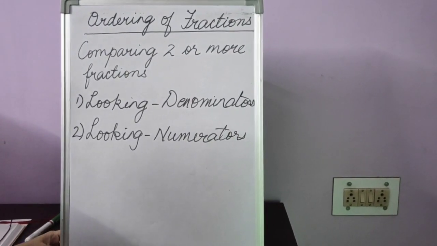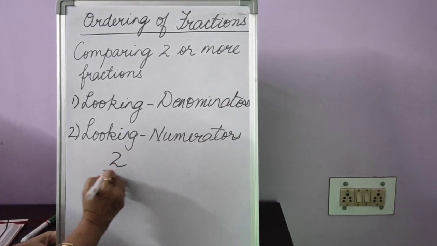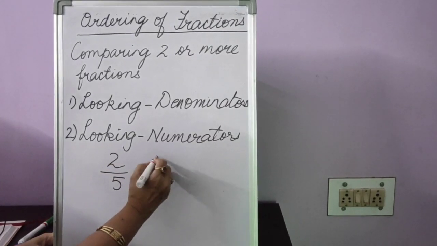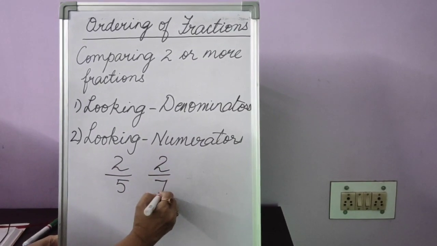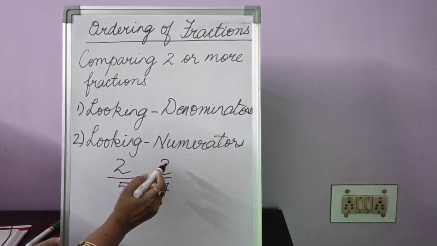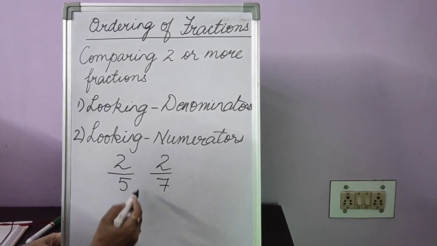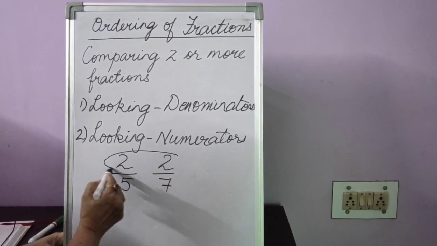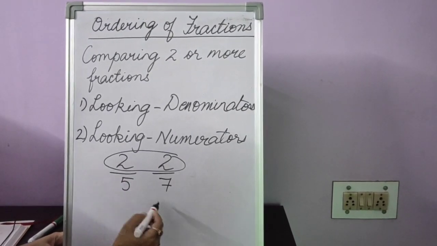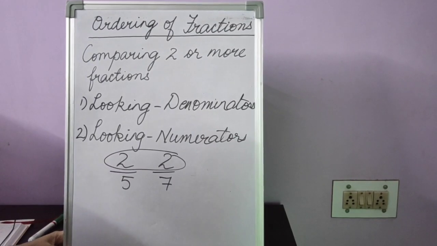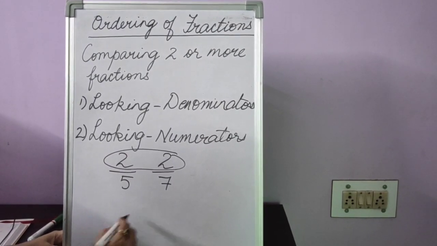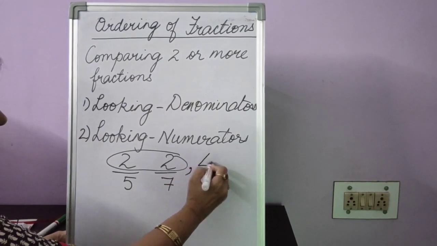It means if there are fractions given to you, suppose it is given 2 upon 5 and 2 upon 7. What are we going to do? We are either going to look at the numerators or we look at the denominators. Here we can see that both the numerators are the same. The denominators are not the same. Or we can also look at only the denominators.